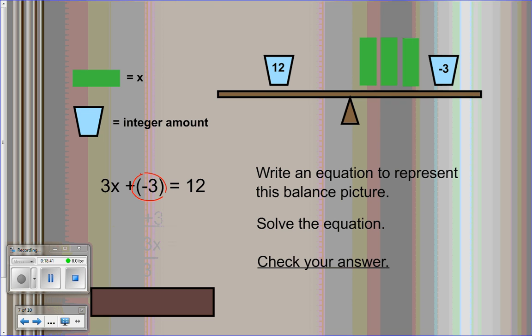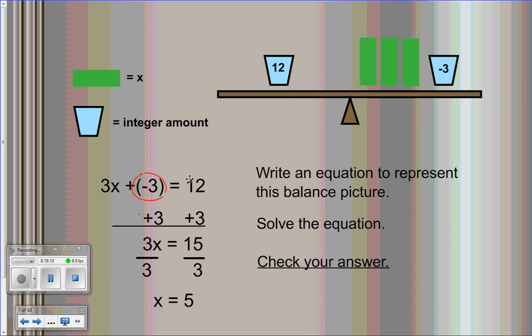Remember, we work away from our variable towards our variable. So I do the inverse. And the inverse of adding a negative 3 is adding a positive 3. That'll give us 3x is equal to 15. Divide both sides by 3 because we want to get the x by itself. So we have x is equal to 5.